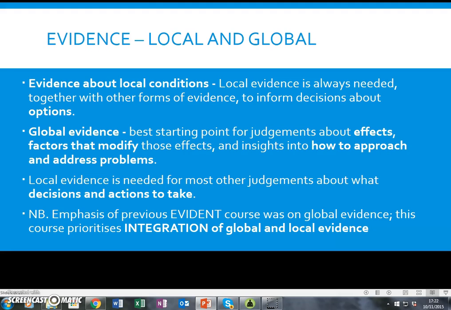And previously in the course we've discussed the important role of global evidence. But local evidence is needed to inform judgments about what decisions and actions to take. In other words, how the global evidence can be applied locally. So the emphasis of the previous evidence course was on global evidence, whereas this course prioritised how you bring together, how you integrate the global and the local evidence.